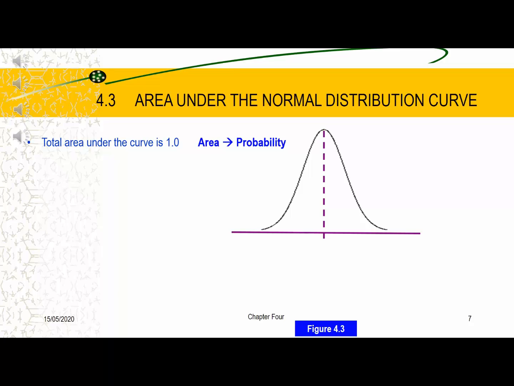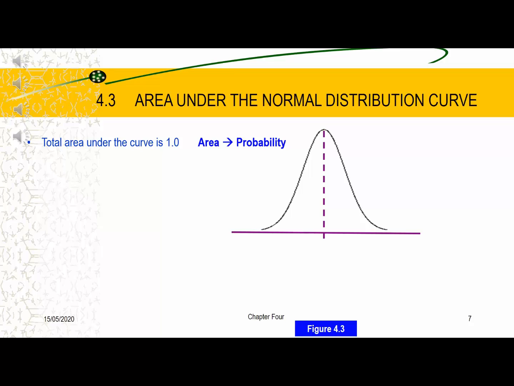The area under the curve represents probability. The total area under the entire curve is always unity, that is 1. We may also express probability in percentage. So 1 is the same as 100%.